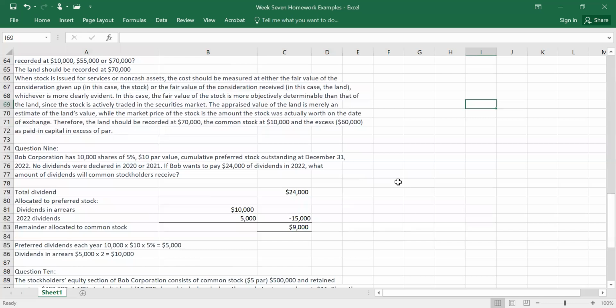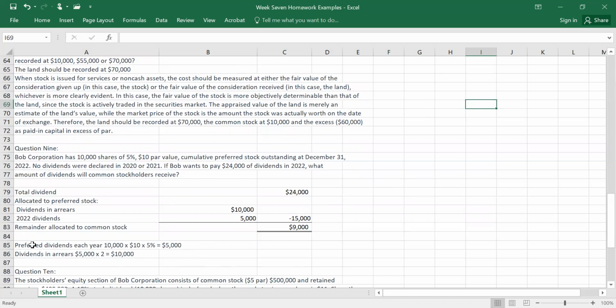Question 9. Bob Corporation has 10,000 shares of 5%, $10 par value, cumulative preferred stock outstanding at December 31st, 2022. No dividends were declared in 2020 or 21. If Bob wants to pay $24,000 in dividends in 2022, what amount of dividends will common stockholders receive? So we're looking at how much our common stockholders are going to receive.